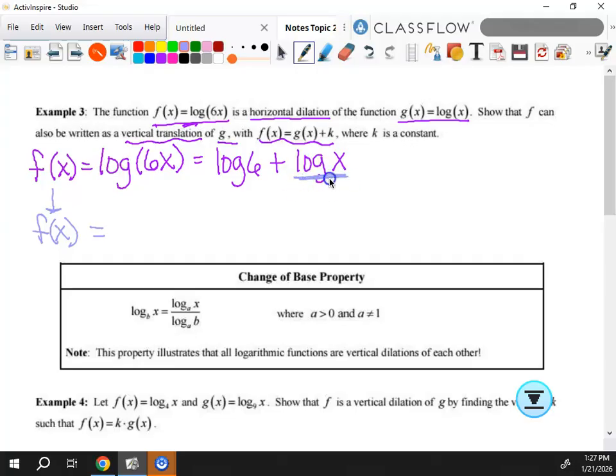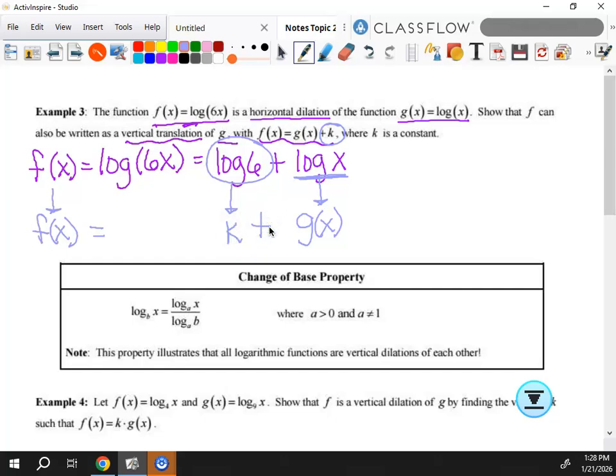Log of x, what else can I represent log of x with? What does it equal? G of x. And I'm trying to get f of x is equal to g of x plus k. And k always just represents some constant. Isn't this just a number? Like, you don't know what the number is, but it's a number, right? And so this is your k.